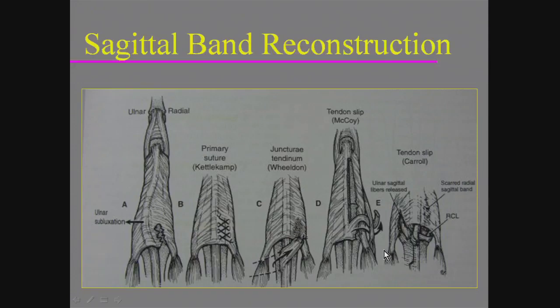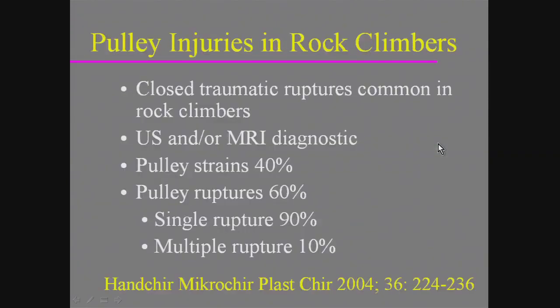Why is this important? This also is surgical disease. The most common procedure that's done is something called a Kettlecamp, where if you have a tear that goes through the sagittal band, they just go in there and do a primary repair if possible.